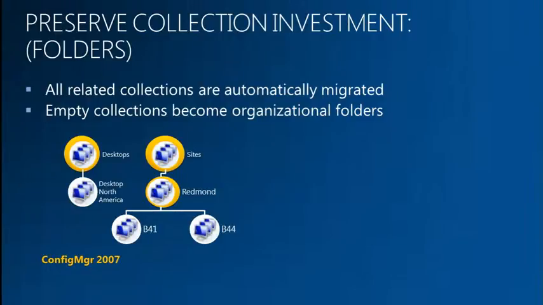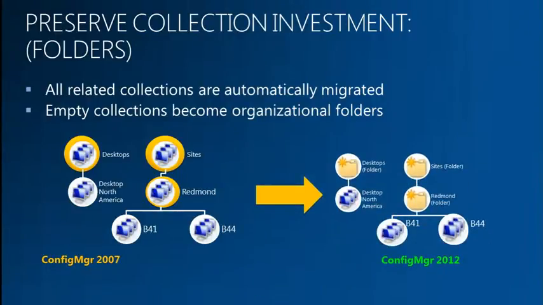And so when I migrate those over, what it's going to look like after it gets done migrating is we're going to create three organizational folders: desktops, sites, and Redmond. And then we're going to create three collections, so moving those collections over: desktop, North America, building 41, and building 44. So empty collections, if they don't have deployments or advertisements targeted to them, will become organizational folders.